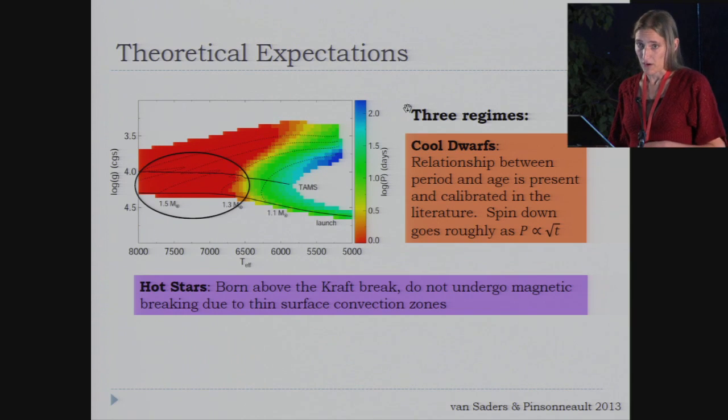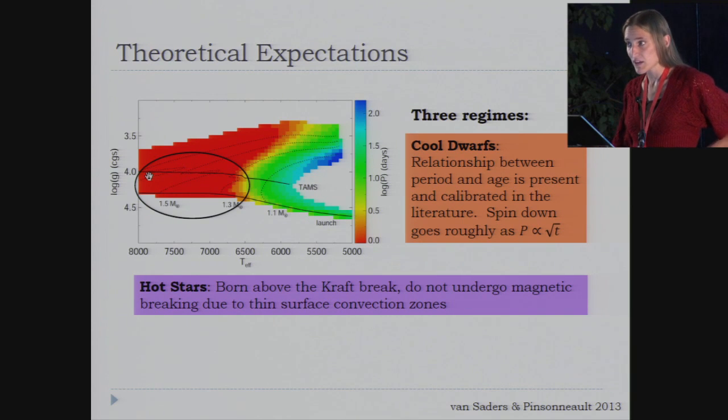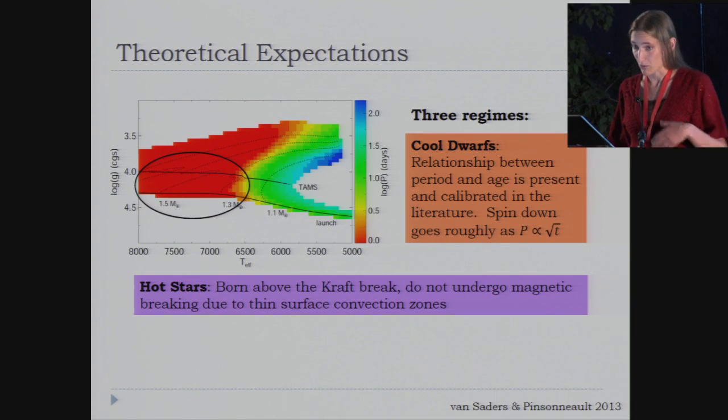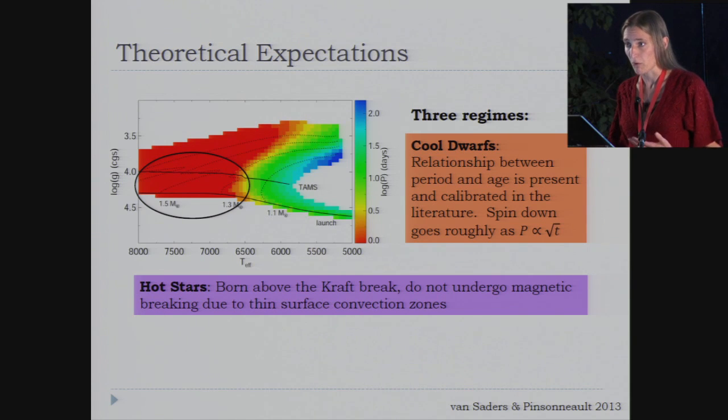We also have the hot stars. These things are above what we call the Kraft break, which is located here. It's an empirically known thing that cool stars are slow rotators and hot stars are rapid rotators. And we think this is because the convection zones of these hot stars are very thin. They don't undergo magnetic braking. You have no magnetic field that you're driving, and so you're born rapidly rotating, just as the cool stars, but the cool stars spin down and the hot stars don't.